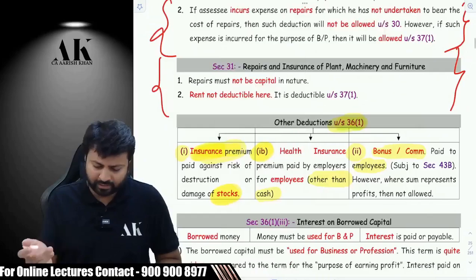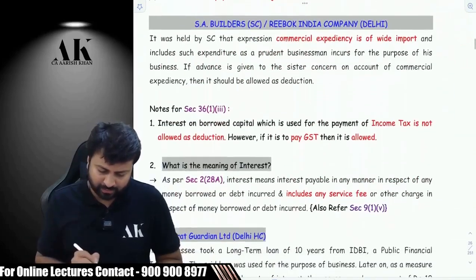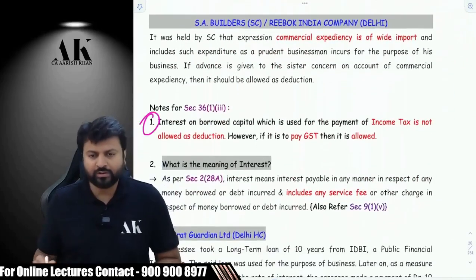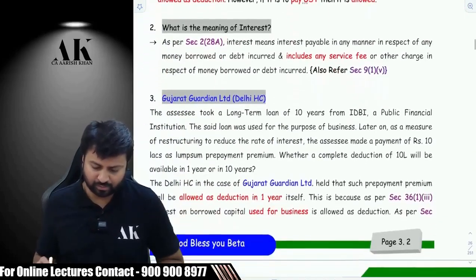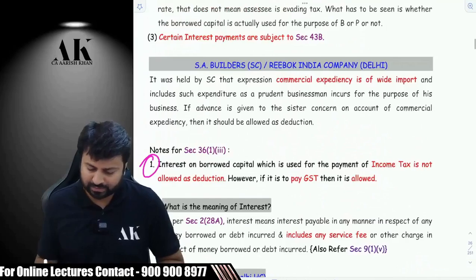If you want to mark it down in your book, you can mark it down properly over here. That is this particular note over here. Note number 1, that is notes to 36(1)(iii) on page number 3.2. This is very important.